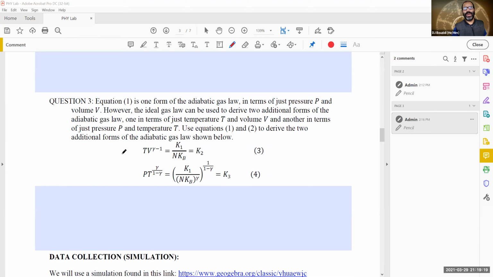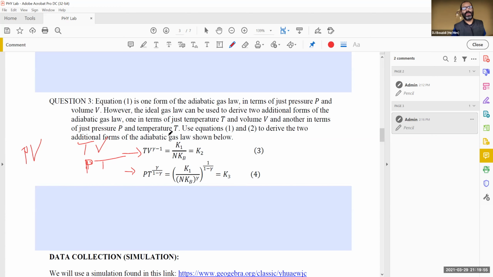This is a relationship I just wrote. This is in a TV diagram. This is in a TP or a PT diagram. And we wrote the one with the PV diagram. In the PV diagram, PV to the power gamma is equal to a constant. In the TV diagram, it's TV to the power gamma minus 1 is a constant. In the PT diagram or a TP diagram, it's T is equal to a constant times P to the power gamma minus 1 over gamma.